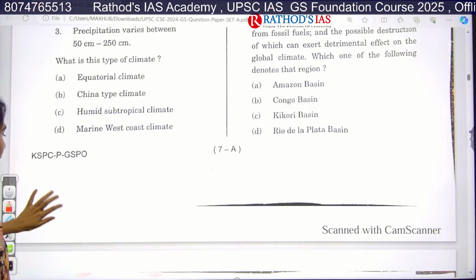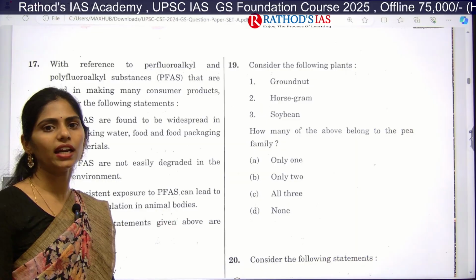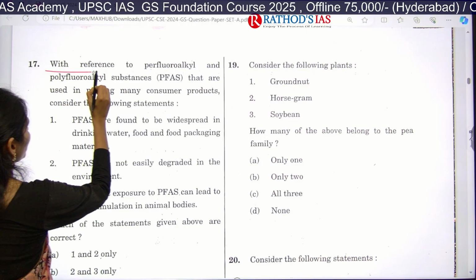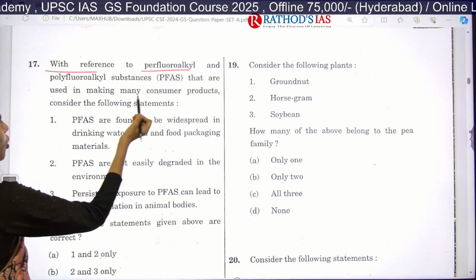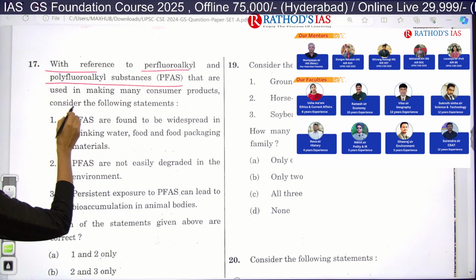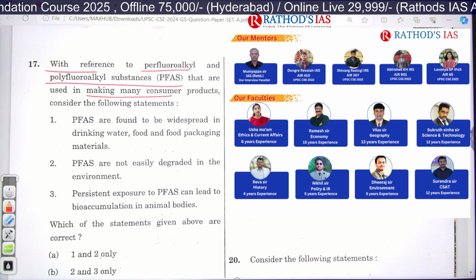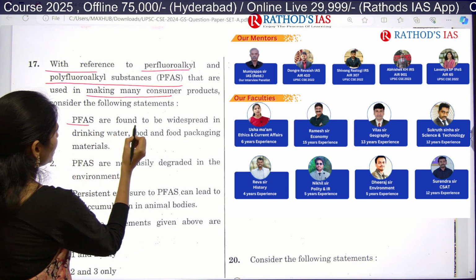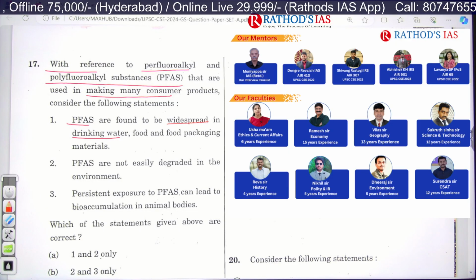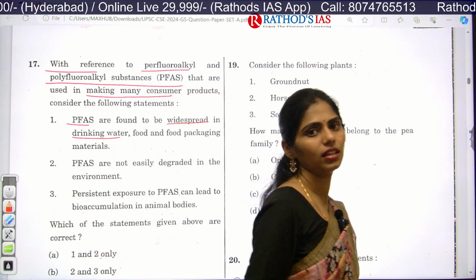Okay. And next is the 17th question. From the 17th question, now we are discussing our environment related questions. The 17th question is with reference to perfluoroalkyl and polyfluoroalkyl substances, that is PFAS, that are used in making many consumer products. Consider the following statements. The first one is: PFAS are found to be widespread in drinking water, food and food packaging materials. Recently WHO released a report.